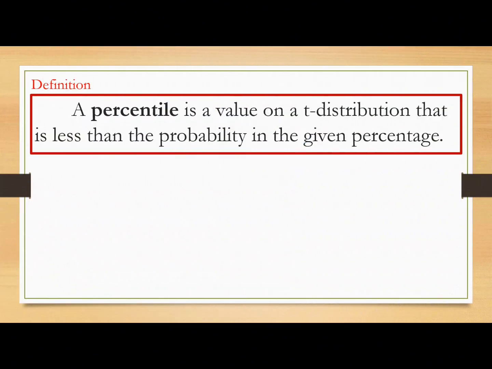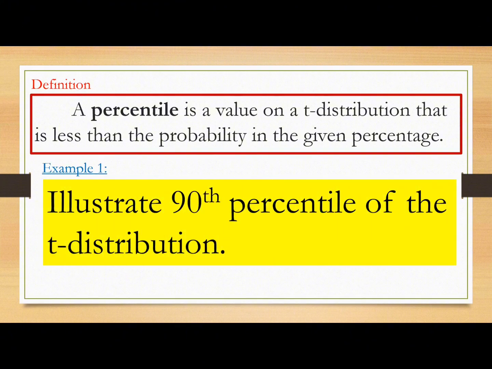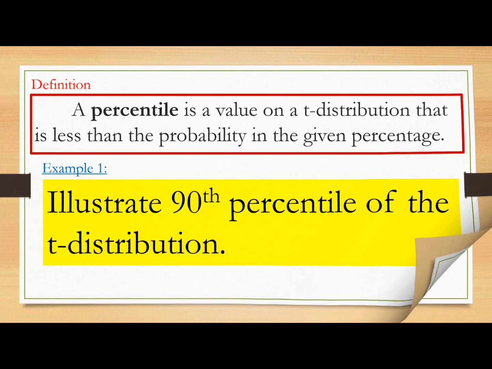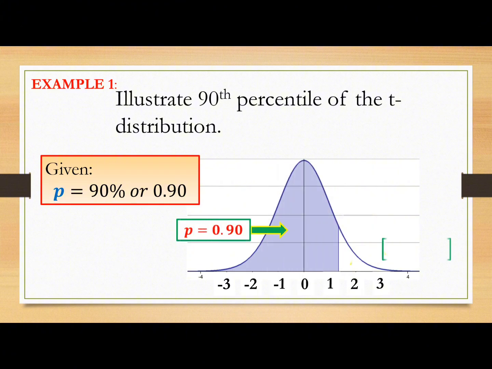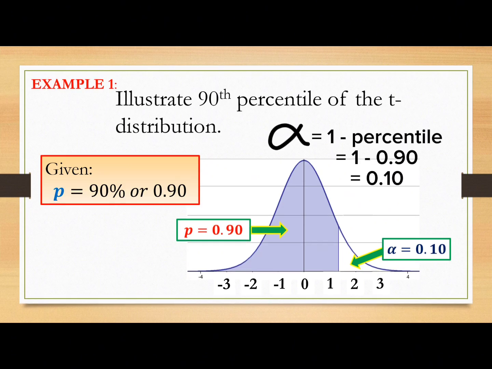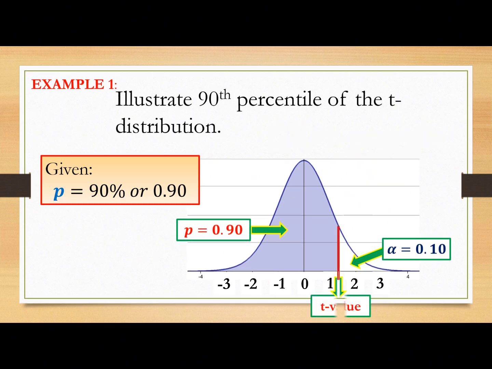So, let's now proceed to percentile. A percentile is a value on a t-distribution that is less than the probability in a given percentage. To understand better, let's look at this example. Illustrate the 90th percentile of the t-distribution. The given percentile is 90% or 0.90. We'll plot that on the curve. This is our 0.90. Then on the other side is our alpha of 0.10. To get alpha, 1 minus the percentile. So, 1 minus 0.90 is 0.10. This part is where we will place the t-value.